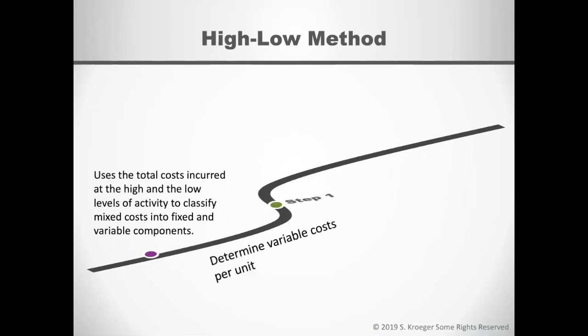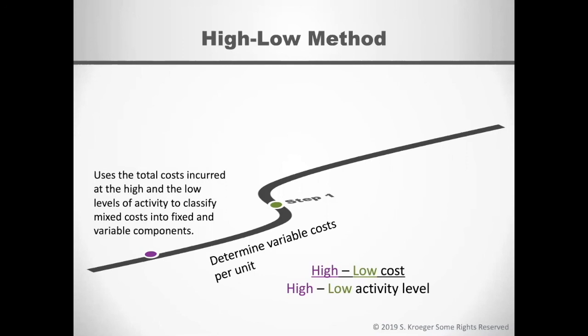The first step is to determine the variable cost per unit. We will have several months worth of information. We will know the business activity levels and the total mixed costs. To find this number, we will follow this formula. We will look through the data and find the time periods with the highest cost and activity and the time periods with the lowest cost and activity.